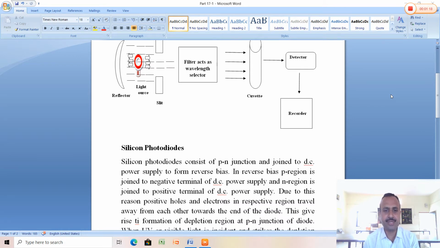In reverse bias, the P region is joined to the negative terminal of the DC power supply and the N region is joined to the positive terminal of the DC power supply. Due to this, positive holes and electrons in their respective regions travel away from each other towards the ends of the diode. This gives rise to the formation of a depletion region at the PN junction of the diode.